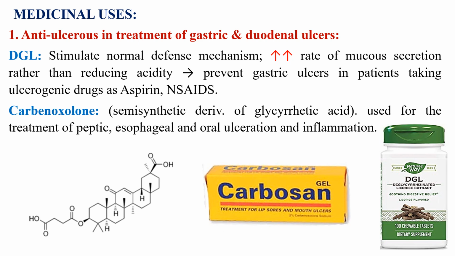The DGL, which is deglycyrrhizinated licorice, stimulates the normal defense mechanism and increases the rate of mucus secretion rather than reducing the acidity, and so prevents gastric ulcer in patients taking ulcerogenic drugs such as aspirin and non-steroidal anti-inflammatory drugs.